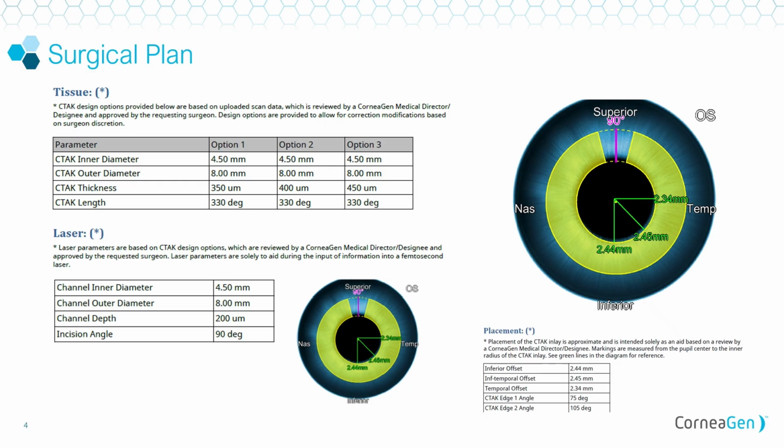So that all is given for you by the nomogram, which again, CorneaGen's going to run in the background from your tomography. They're going to give you then some options here, and this is for you to specify as a surgeon. You're going to get a thickness choice. Option 1, option 2, option 3.